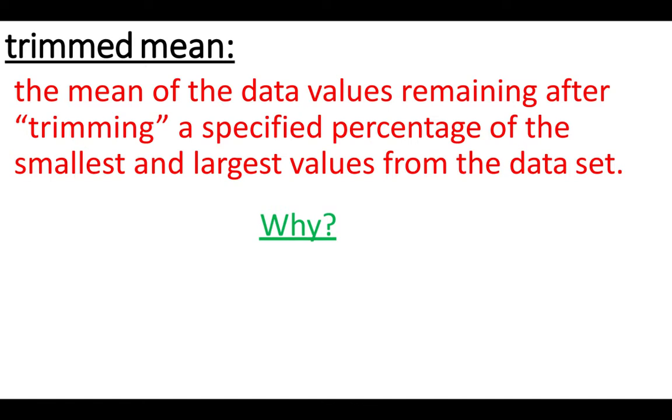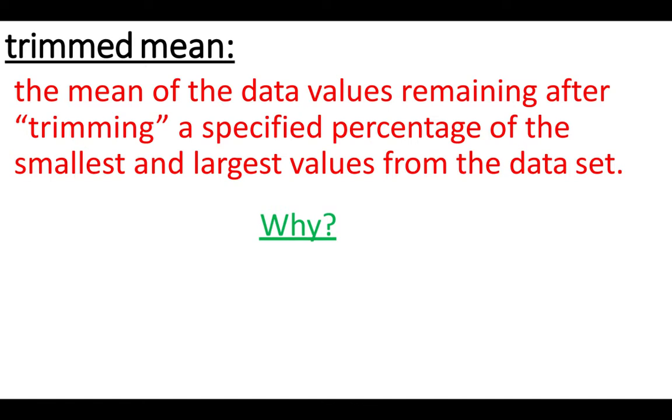So we're going to calculate the mean of the data values remaining after trimming a specified percentage of both the smallest and the largest values from the data set. So maybe we're going to trim off 10%, or maybe we're going to trim off 5%. So that might indicate we're going to knock off the biggest two and the smallest two.